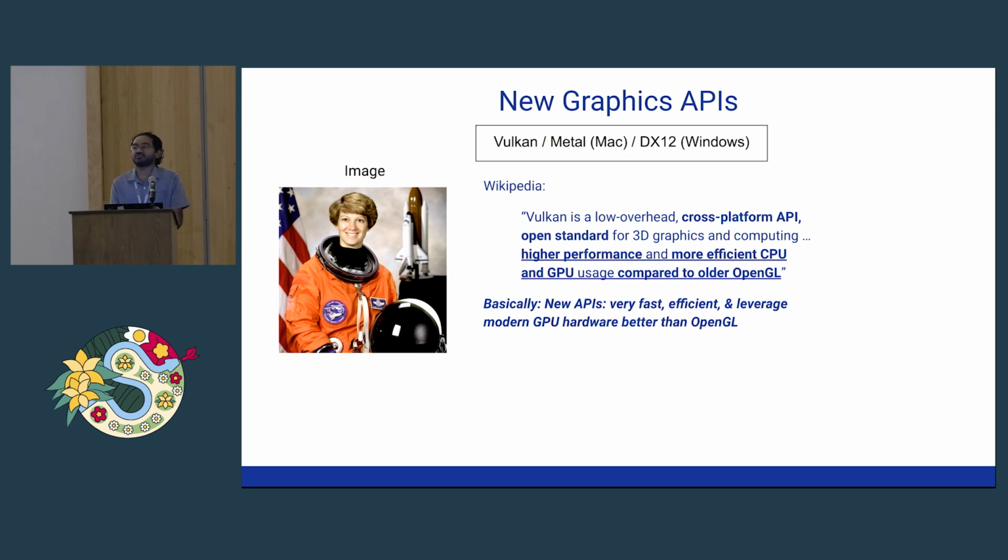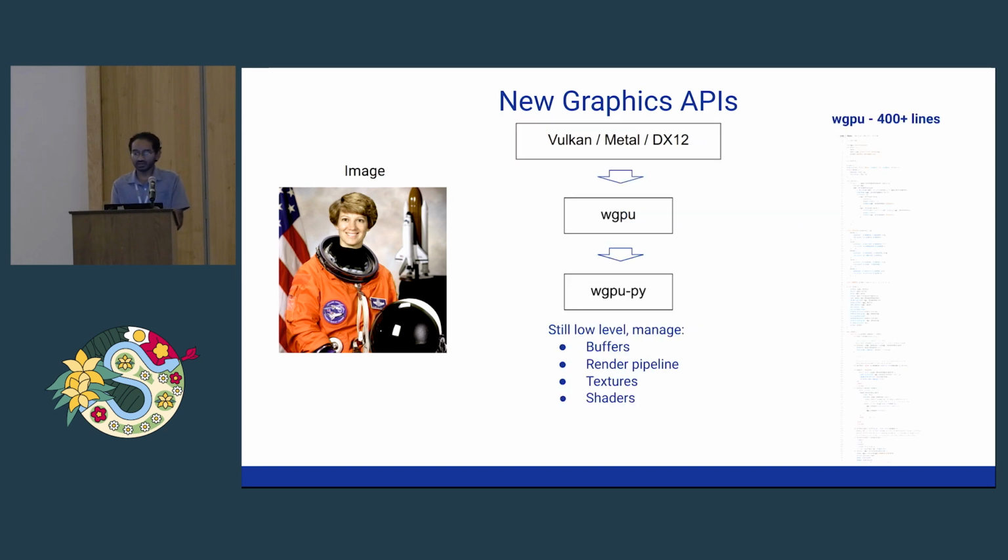So first, before we talk about Fastplotlib, let's go back and talk about where this all comes from and why it exists. When it comes to the newer graphics APIs, such as Vulkan, which is cross-platform, or Metal that runs on Mac, and DirectX 12, which can run on Windows, these are all new APIs that are superseding OpenGL. Because OpenGL is starting to get old and can't leverage modern GPU hardware as well as these new APIs can. So there's a need for new libraries that can leverage these new APIs.